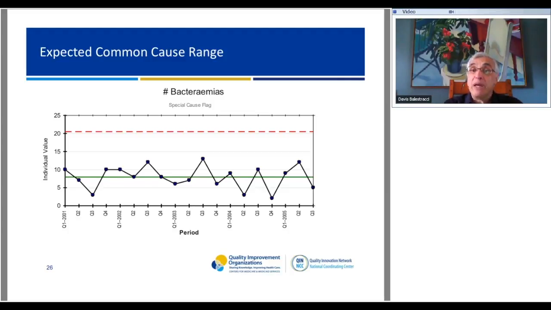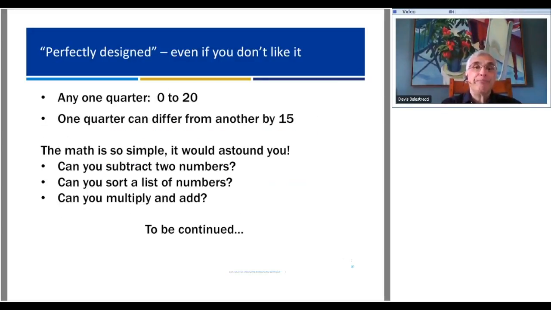You don't have to panic, because despite all that variation, it is not out of control. You can do something about it, and I just told you what to do. We put all those bacteremias together and find ways to tease them apart. I have a saying: I'm the statistician, I know nothing. You're the healthcare people, you know too much. That makes us a good team. I've kept you out of the data swamp of chasing your tail. So there you go. Any one quarter, 0 to 20.